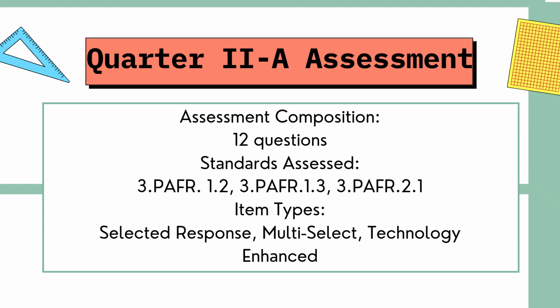3.PAFR.1.2 is multiplying whole numbers, factors 0 through 10, and dividing whole numbers, divisors 1 through 10, using a model and writing a corresponding equation. 3.PAFR.1.3 is multiplying two whole numbers from 0 to 10 and dividing using related facts with flexibility and accuracy. And lastly, 3.PAFR.2.1, which is determining the unknown whole number in a multiplication or division real world situation, relating three whole numbers when the unknown is a missing factor, product, dividend, divisor, or quotient.